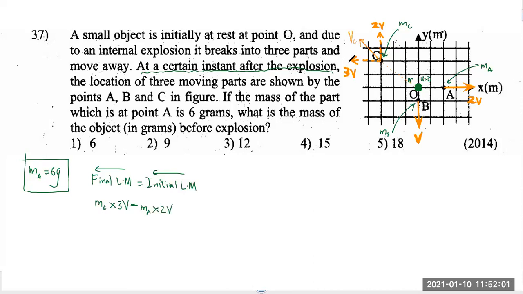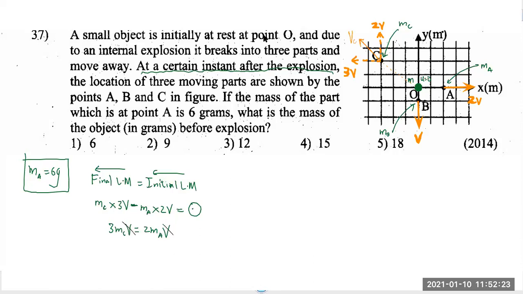C is moving at 3v to the left, A is moving at 2v to the right, and both are happening after the explosion. Final linear momentum. And initial linear momentum means this object which was at rest, 0. All right. So 3MCv should be equal to 2MAv. v is common, people. We just introduced that v. We can cancel that out.